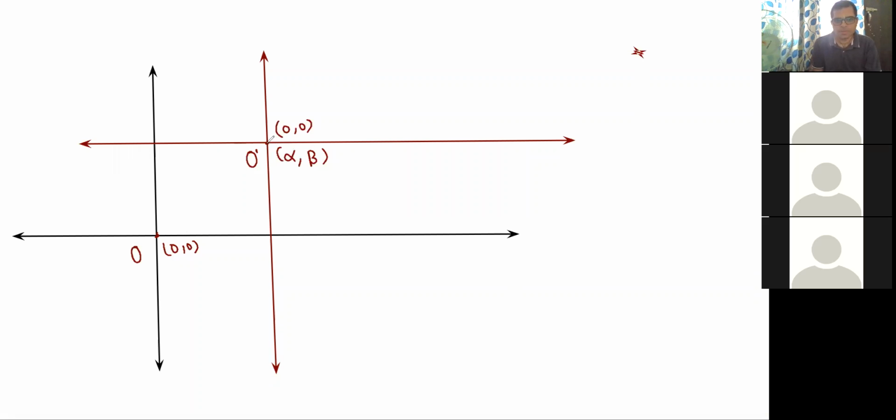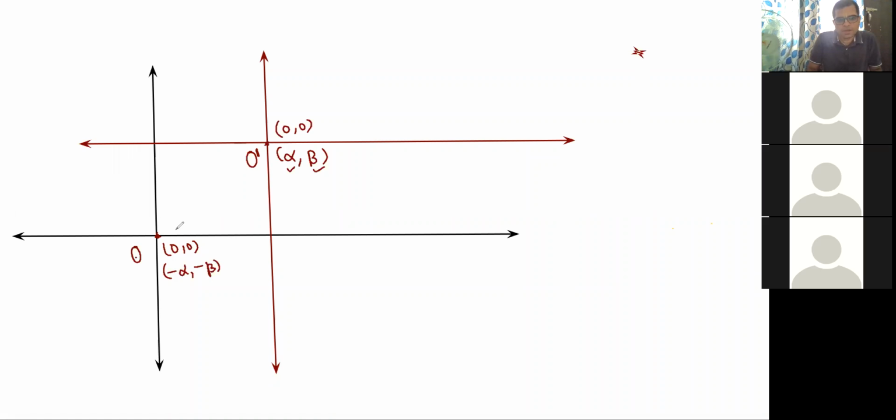अब इसके reference में what are the coordinates of this origin? With the reference of O dash, what are the coordinates of the previous origin? Can anyone tell? The information given to you is that according to the previous origin, the coordinates of the new origin are alpha comma beta. So if you shifted the origin here, then according to the new origin, what will be the coordinates of the previous origin? This is the question. माइनस अल्फा कॉमा माइनस बीटा. Minus alpha comma minus beta.